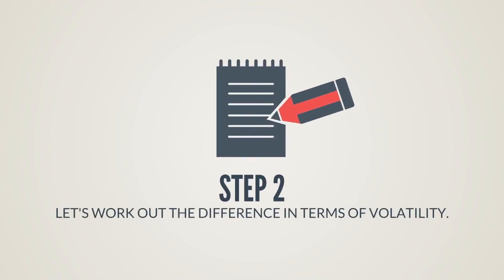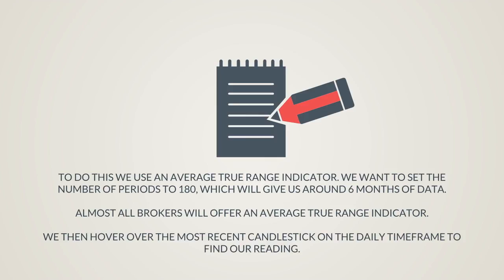Okay, now let's work out the difference in terms of volatility. To do this, we use an average true range indicator. We want to set the number of periods to 180, which will give us around 6 months of data. Almost all brokers will offer an average true range indicator. We then hover over the most recent candlestick on the daily time frame to find our reading.